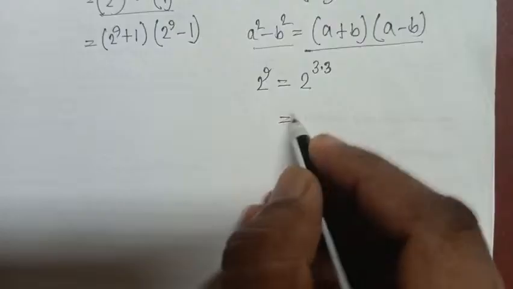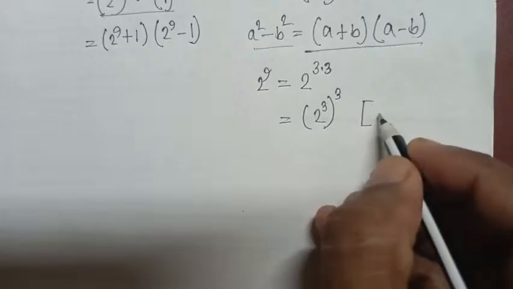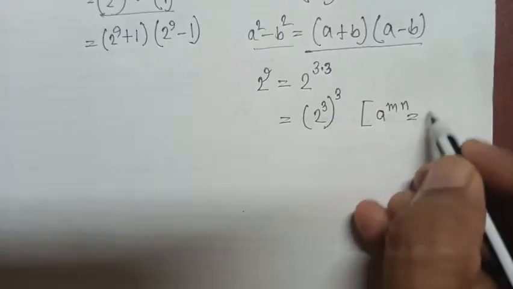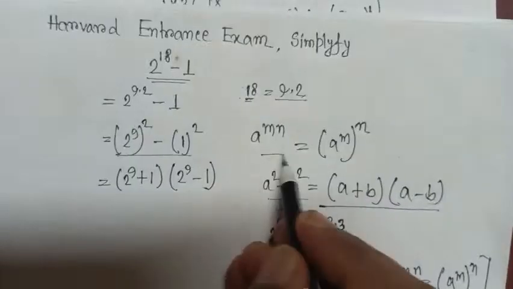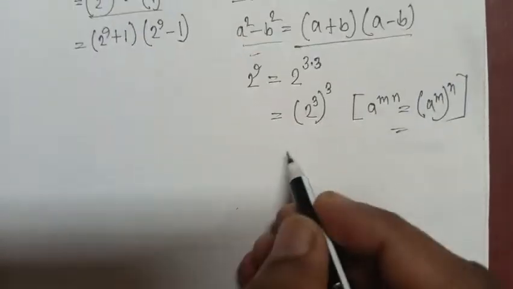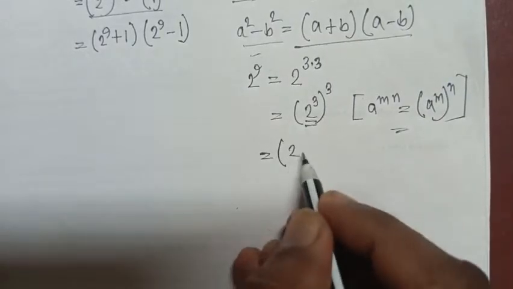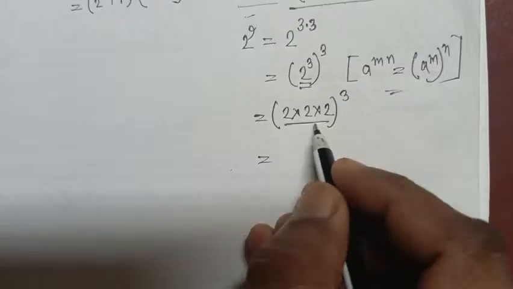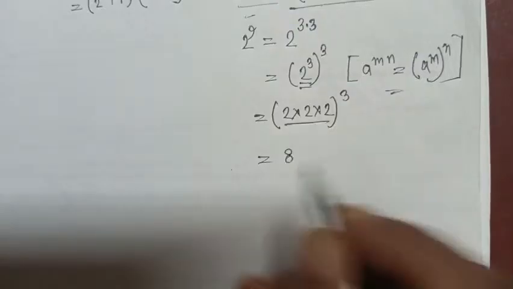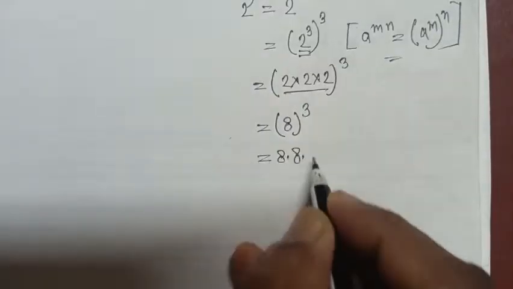We can express that 2 to the power 9 as 2 to the power 3 to the power 3, as we know a to the power mn is equal to a to the power m to the power n, as we said earlier. So 2 to the power 3 means 2 into 2 into 2, which gives 8, and 8 to the power 3 means 8 into 8 into 8.